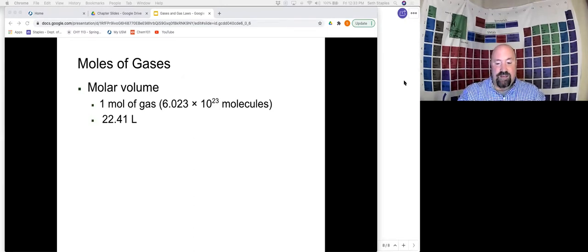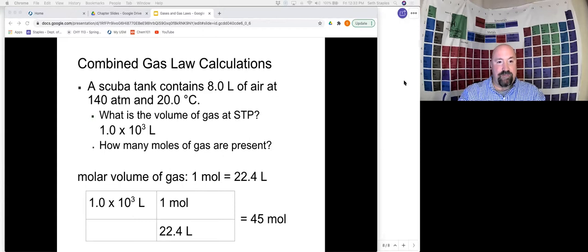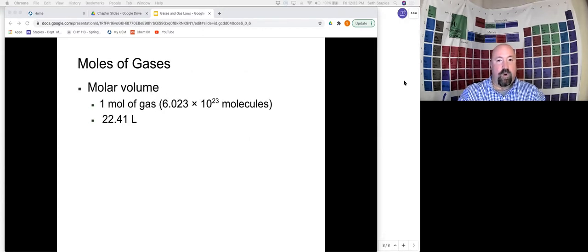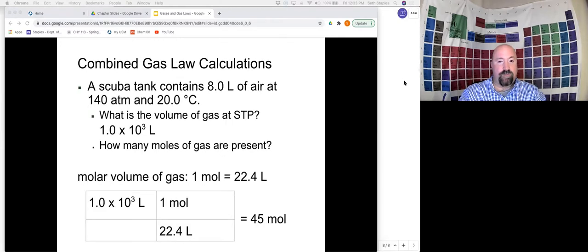At STP, the molar volume: 1 mole of any gas will take up 22.41 liters. So that's another important conversion factor to know.